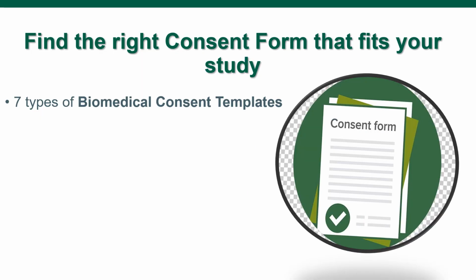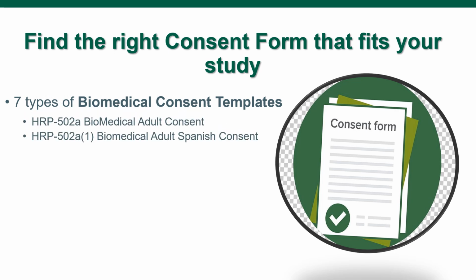There are 7 biomedical consent templates, and we're going to go over each one. The first 2 are the adult consent and adult Spanish consent. So the Spanish consent is used if the subject representative understands more than one language, like Spanish. So the consent process should be in their preferred language. For this example, it would be Spanish. Now, you may translate the English consent into any preferred language of the subject population.